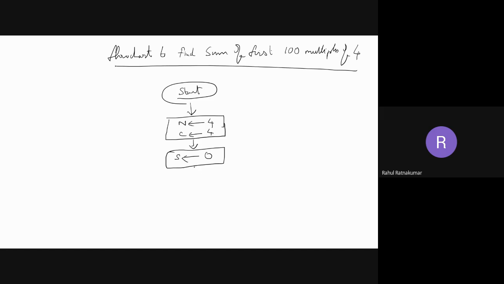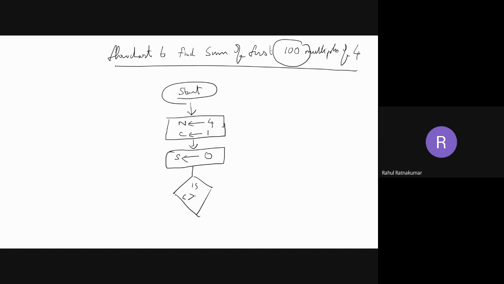Now I need a counter. I have to check whether the number is 100 or not. So the counter C should start from 1 and go to 100. Okay, so C should start from 1.